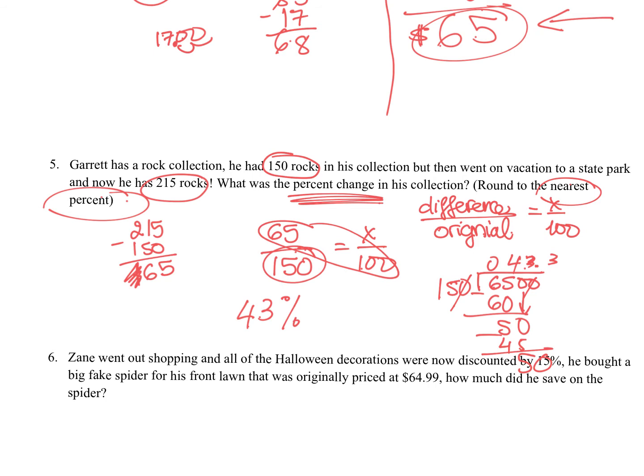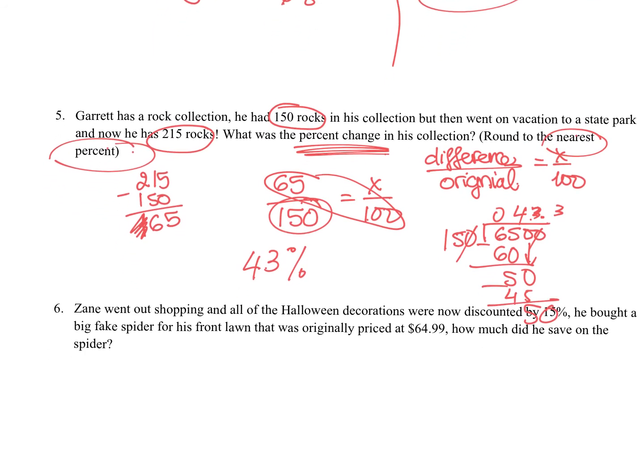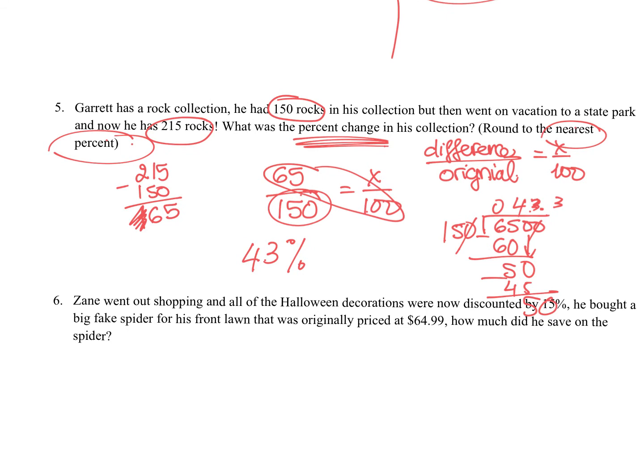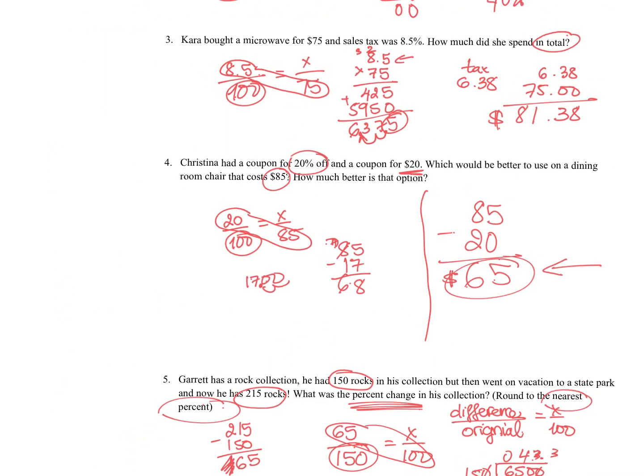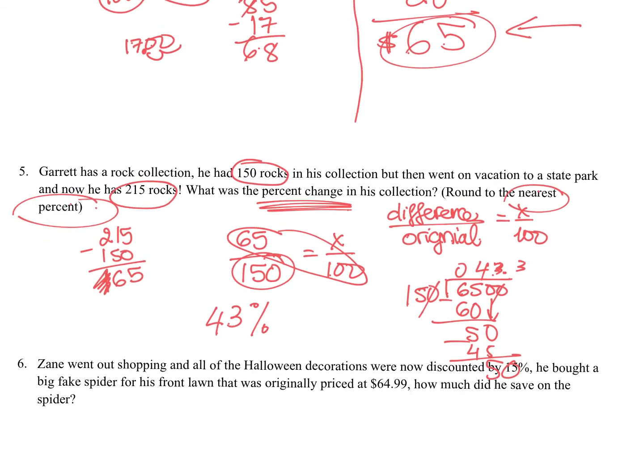Number 6. Zane went out shopping and all of the Halloween decorations were now discounted by 15%. He bought a big fake spider for his front lawn that was originally priced $64.99. How much did he save on the spider? Number 6 will be the same as number 4, when we have the discount problem, right? It is a discount.